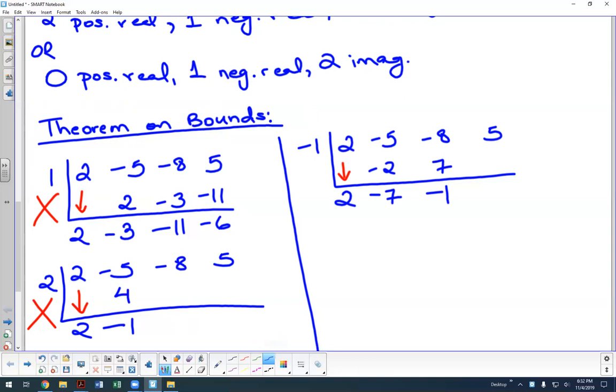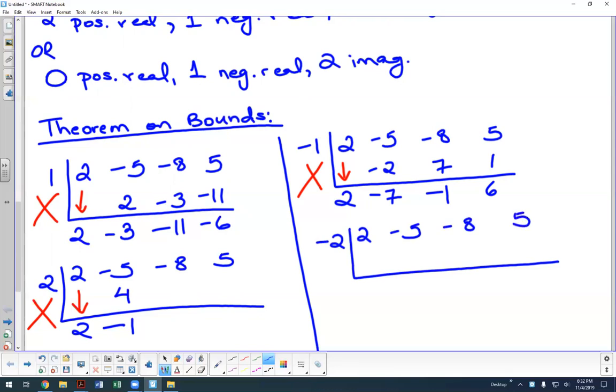So as far as lower bound goes, this does not work. But again, I just want to see if we have a zero remainder or not for our rational zero. So negative times negative is positive. And of course, that guy adds up to a 6, not a zero remainder. So it's not a lower bound. It's not a zero. Okay, what about -2? Does that work?